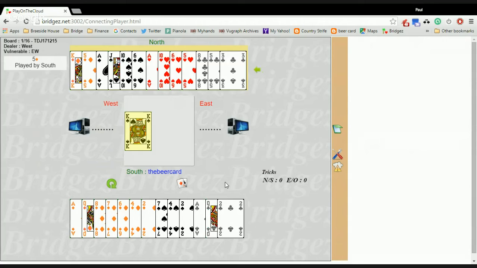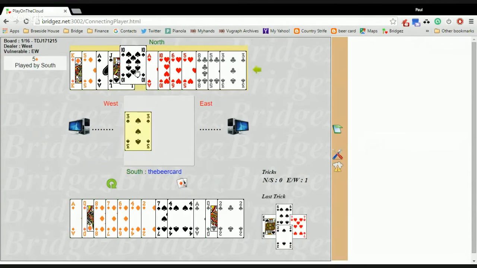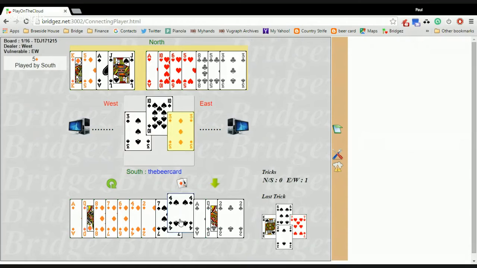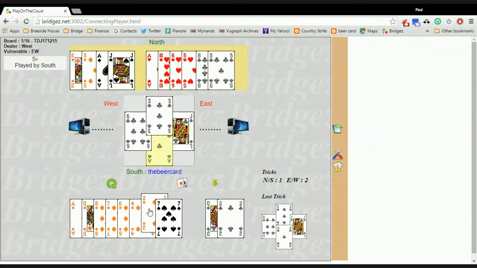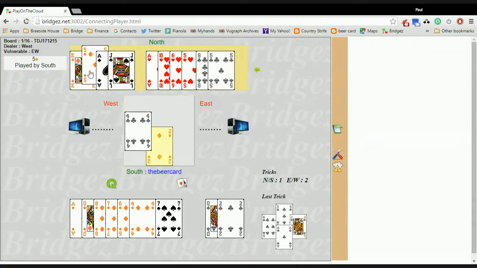So what we want to do is to duck this trick. We'll concede a ruff on the second round of the suit if West continues it, but then we'll be able to set up a spade and the ace of hearts for club discards. So there's no need to risk the finesse here. We can go up with the ace, and now we can draw trumps.